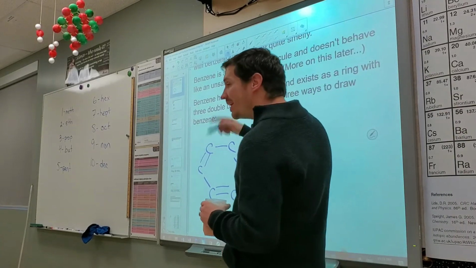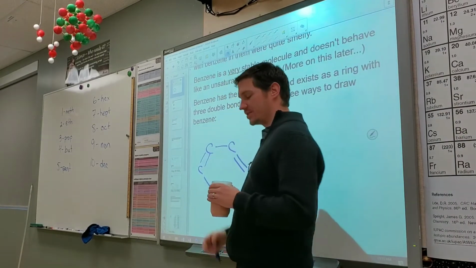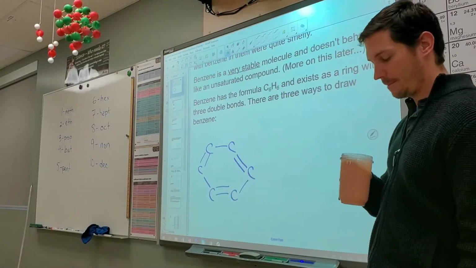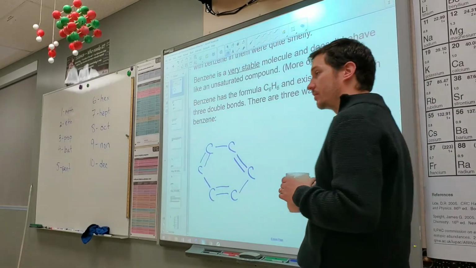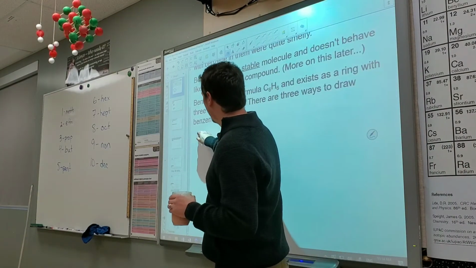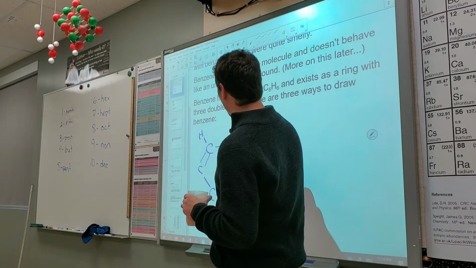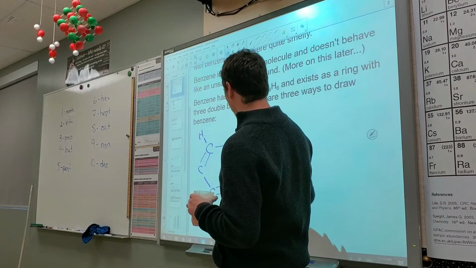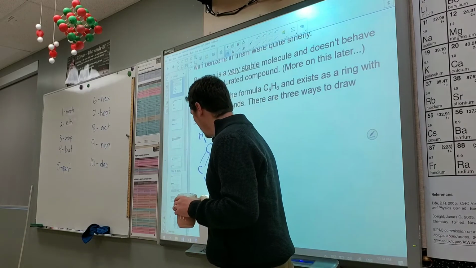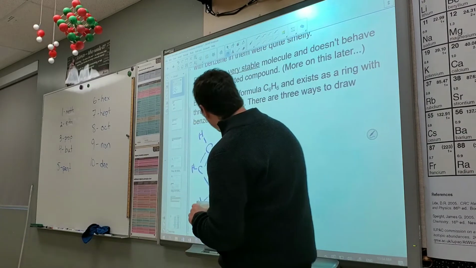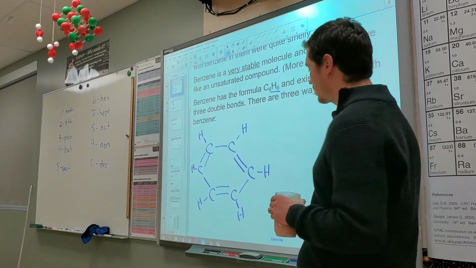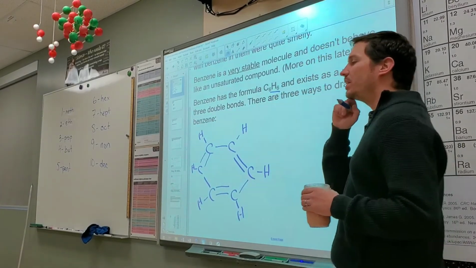How many hydrogens are on this ring? There's 6 carbons, but how many hydrogens? How many hydrogens on this carbon? One. How many on that one? One. How many on this one? One. So what's the formula for it? C6H6. Good.